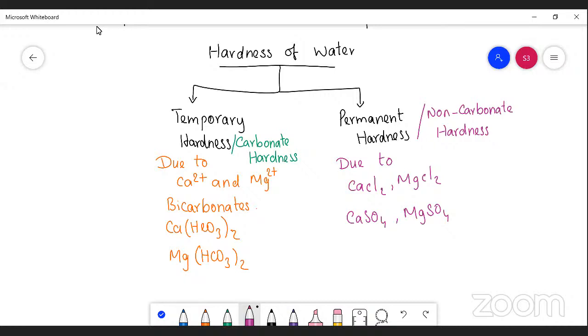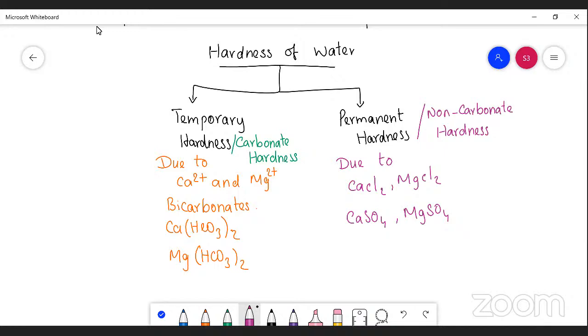But in permanent hardness, by boiling, the hardness of water is not easily removed. Some other chemicals have to be added, and only then can we remove the hardness of water, so it is called permanent. What are the chemicals which cause temporary hardness? Calcium bicarbonate and magnesium bicarbonate. And permanent hardness is caused by calcium and magnesium chlorides and calcium and magnesium sulfates.